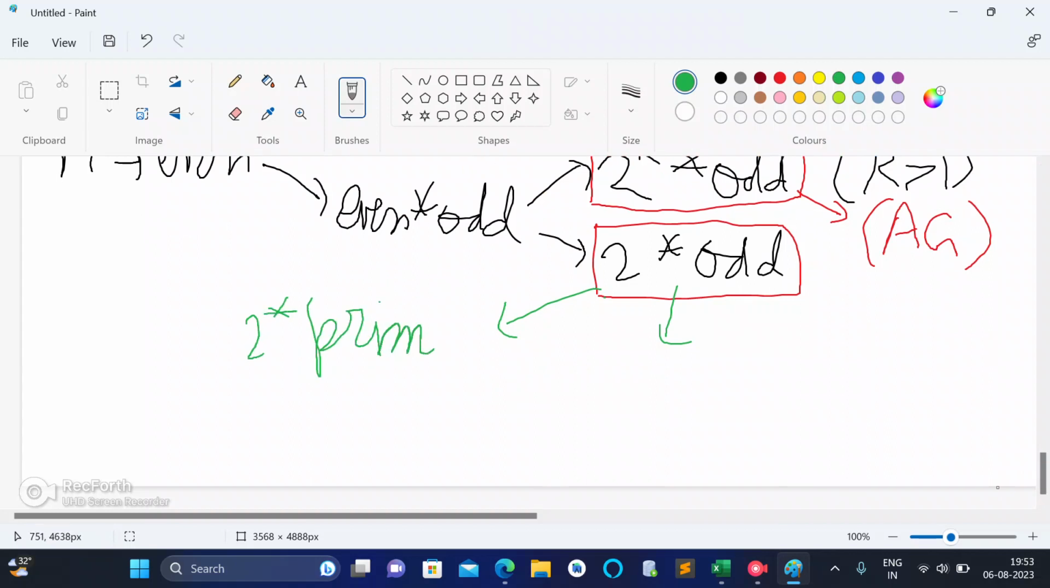The first case is the number is of the form 2 into some prime, else the number is of the form 2 into some prime into odd number. So the thing is, how will you check whether that odd number is prime or not? Divide n by 2. If you find out this is the odd number, apply the sieve of Eratosthenes and check whether that odd is prime or not.